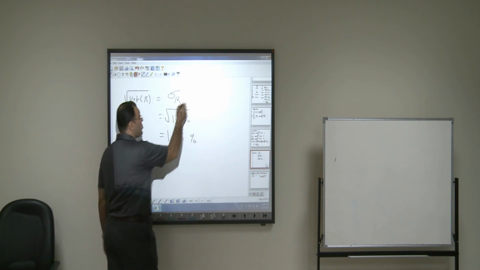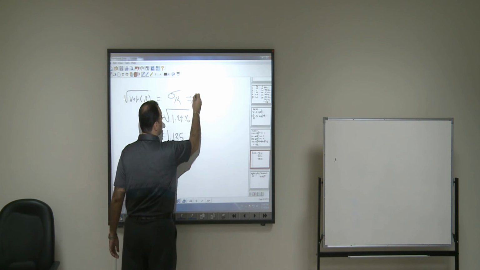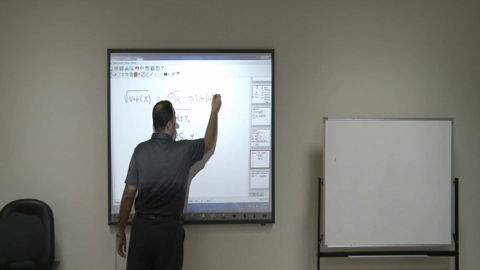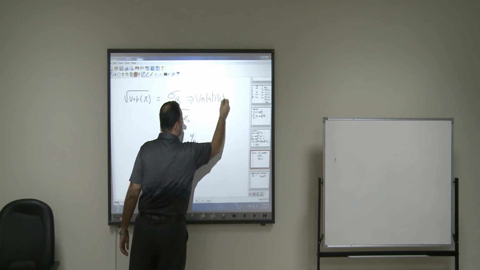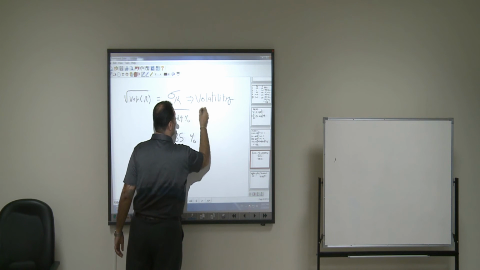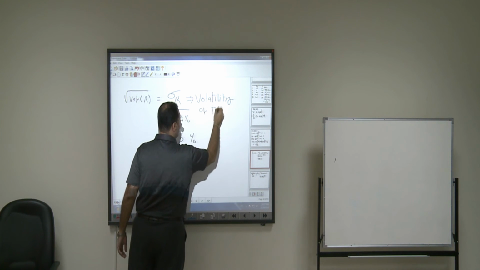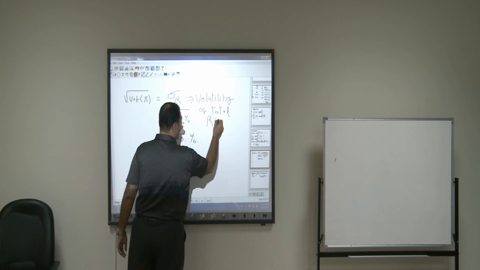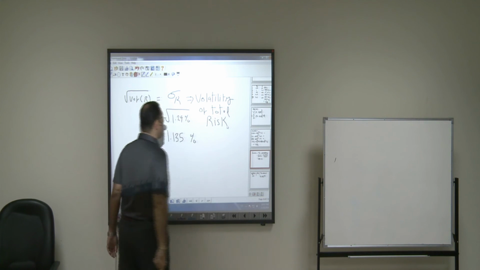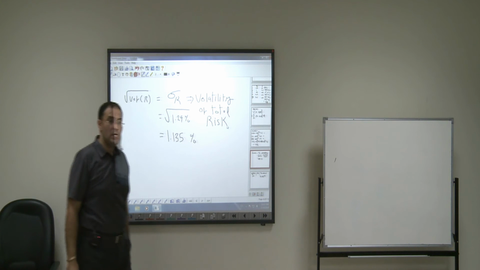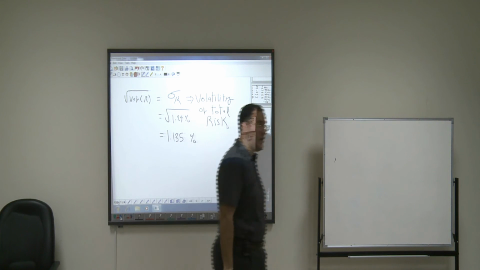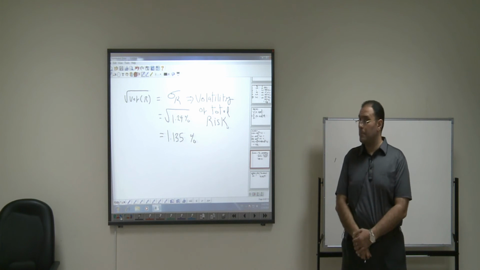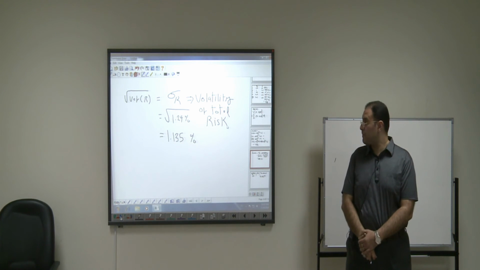And this is exactly what I refer to as volatility or total risk in finance. You got it? This is what I refer to as volatility or total risk in finance.